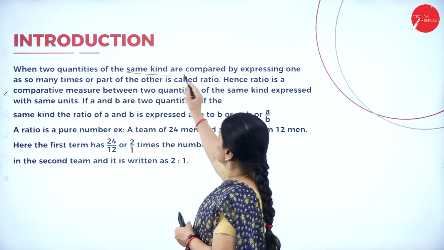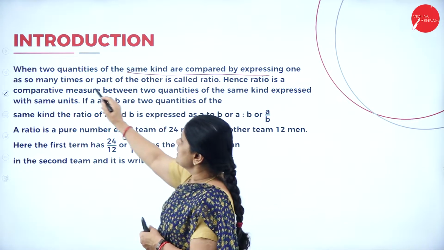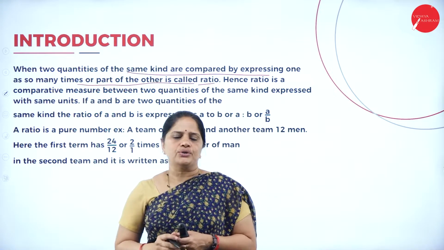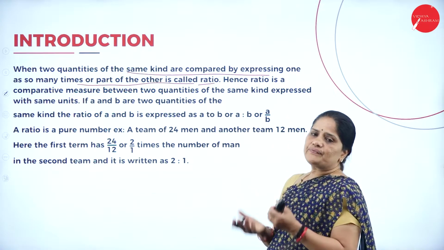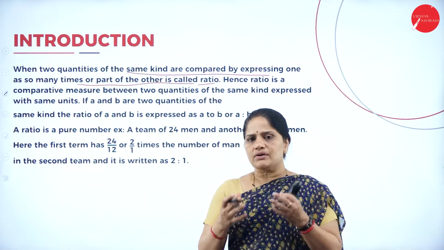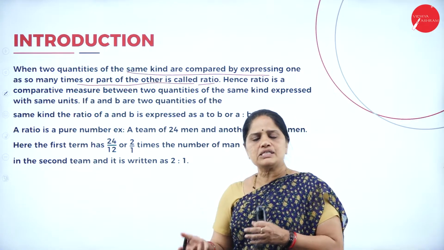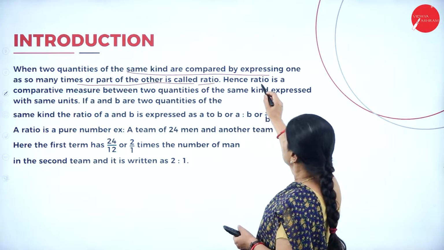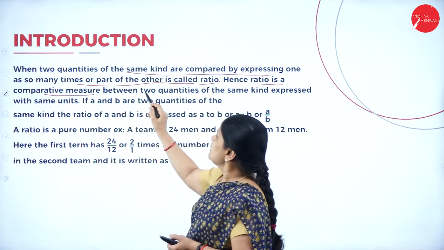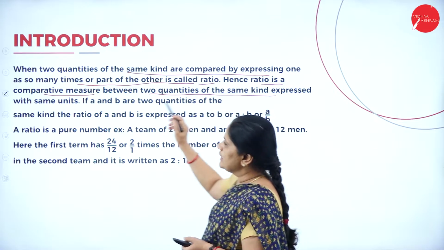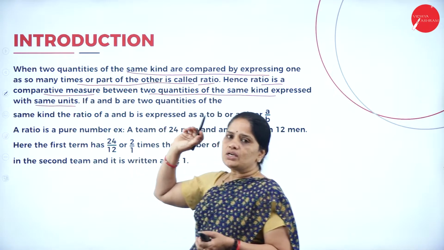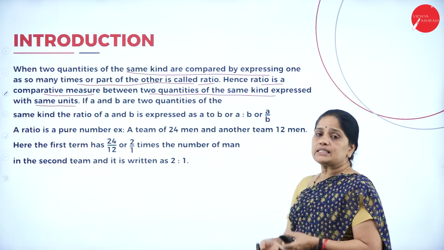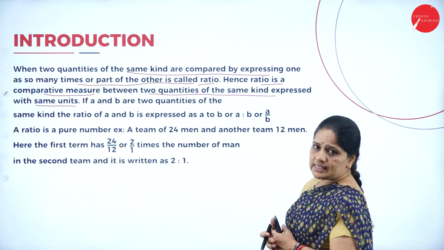When two quantities of the same kind are compared by expressing one as so many times or part of the other, it is called a ratio. When there are two numbers of the same kind and one is expressed in comparison to the other, we call those numbers a ratio. Hence, a ratio is a comparative measure between two quantities of the same kind expressed in the same units. Only then do we call it a ratio.